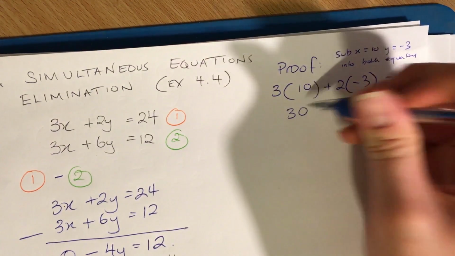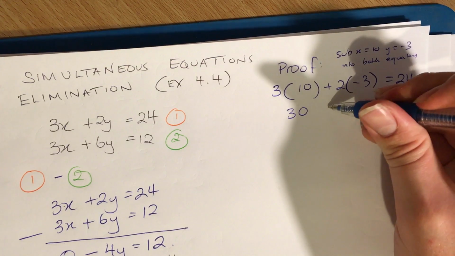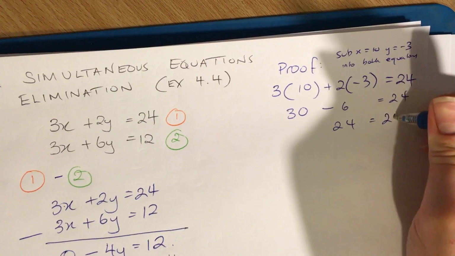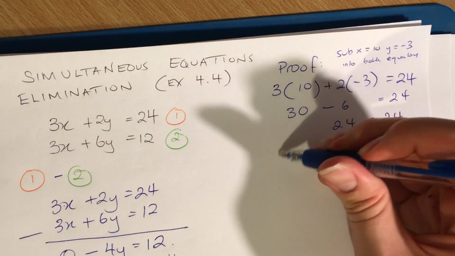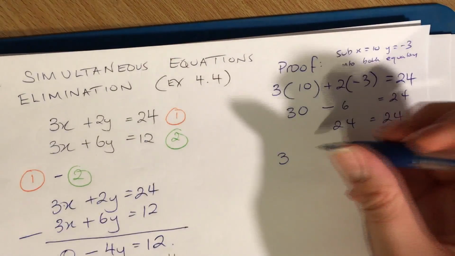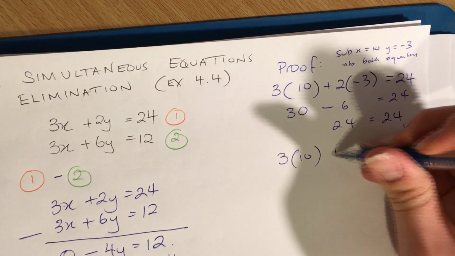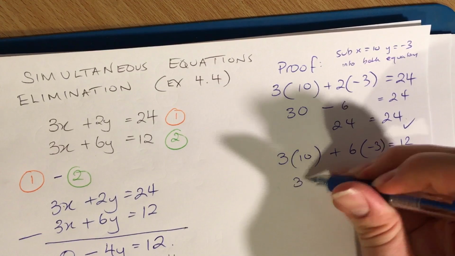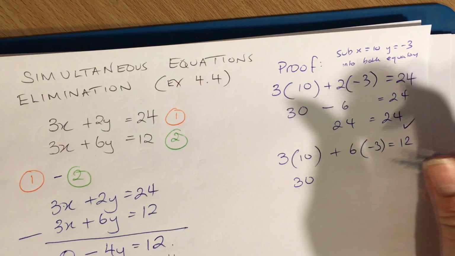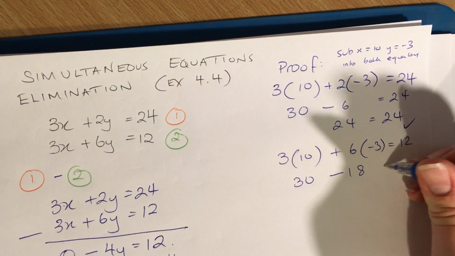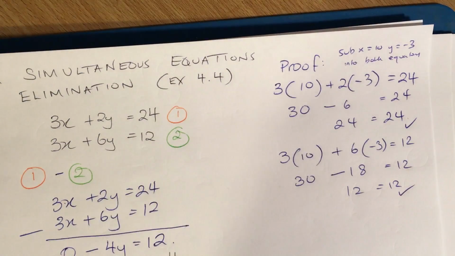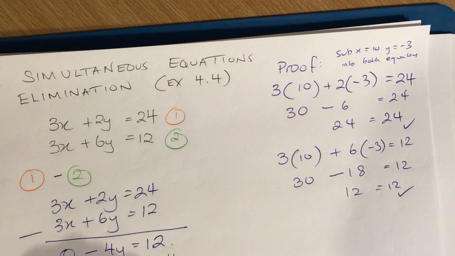So 3 times 10 is 30. Positive 2 times negative 3 is negative 6. 30 take away 6 is 24. So hooray, we proved that one. Let's go with the bottom one, because remember, we should always prove both in case one of them works but the other does not. So 3 times 10 is 30. Positive 6 times negative 3 is going to be negative 18. 30 take away 18 is 12. Hooray, we have proved it. Excellent.